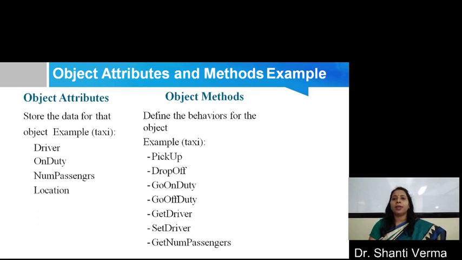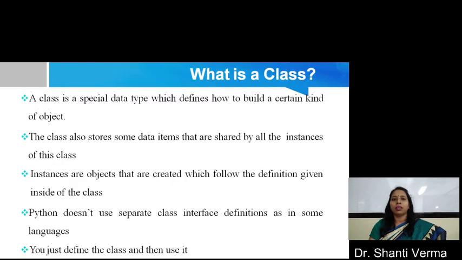Let's take an example. For object attributes, we have to store the data for the object, for example, a taxi. So the object attributes are driver, on duty, number of passengers, and location. The object methods define the behaviors for the object, and for the taxi example, pick up point, drop off point, go on duty, go off duty, get driver, set driver, and get number are the object methods.